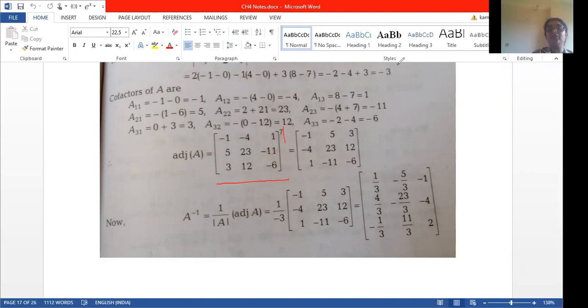Now the transpose of the cofactor matrix gives you what? Adjoint. So what will we do for the transpose? That means this first row will change to the first column. You can see minus 1, 4, minus 4, 1.